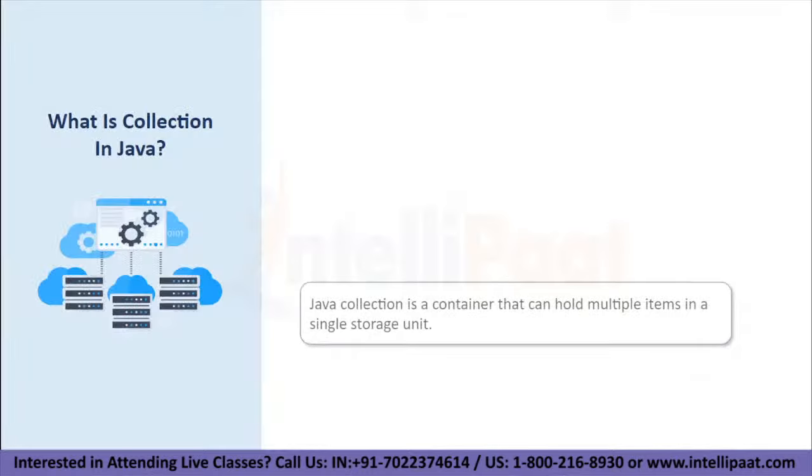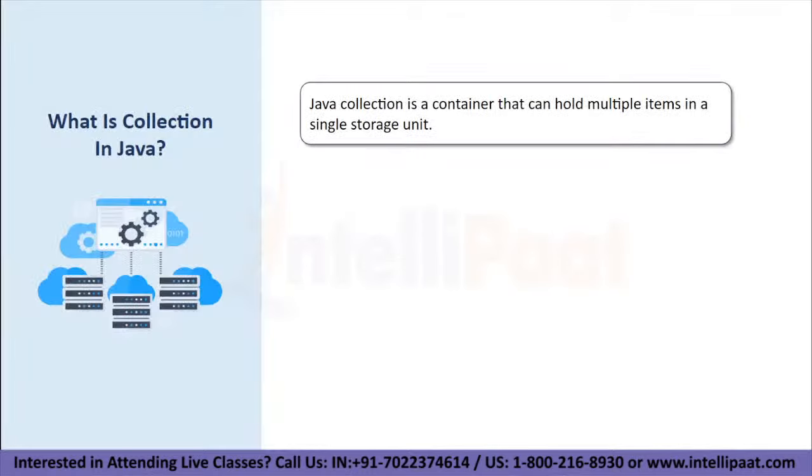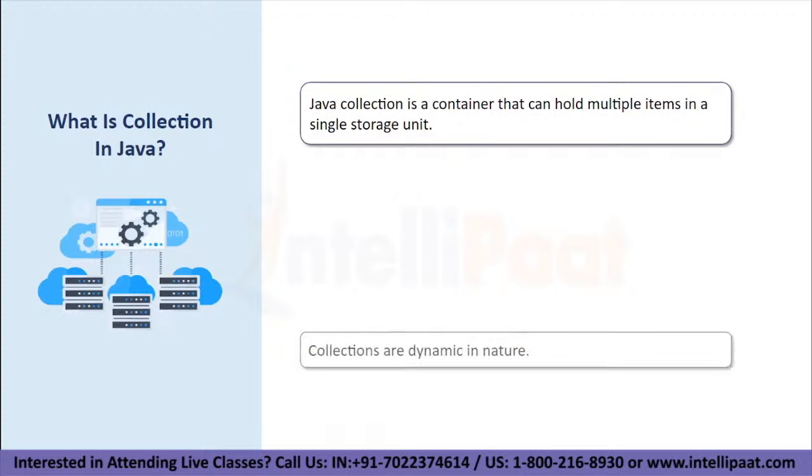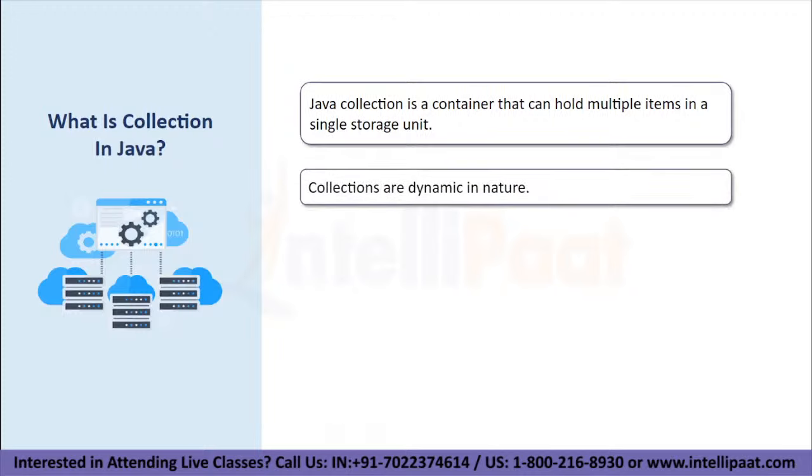A Java collection is a container that can hold multiple items in a single storage unit. The items contained in these containers can all have multiple values. There is no need that all items should be of a single data type. Furthermore, these collections are dynamic in nature, which means they don't have any fixed size. If you feel that you want to add a few more elements during the runtime or even execution time, you can do so with collection, which is not the case with finite or static data structures.